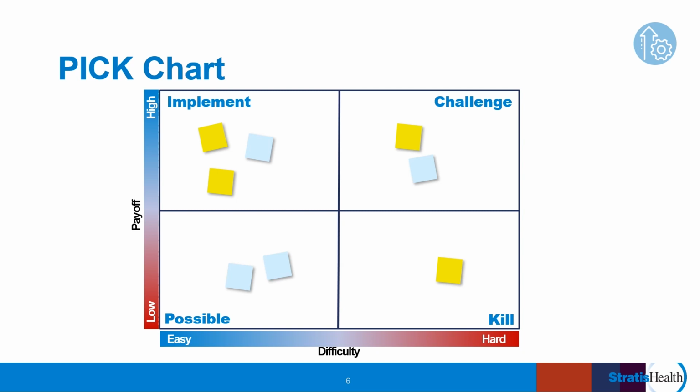A pick chart can be a helpful tool for deciding what to work on first because the ideas that end up in the upper left corner, the implement or just do it corner, are likely a good place to start. The team can then start looking at some of the ideas in the upper right corner that are more difficult but are felt to have a high payoff. The ideas in the lower left corner are not a priority to pursue, and the ideas in the lower right corner are things that likely should not be considered.